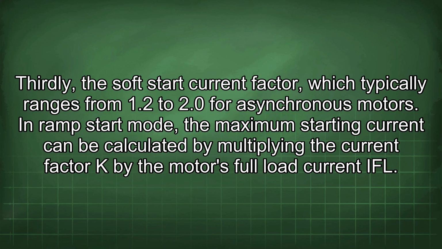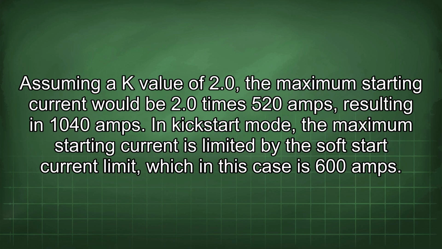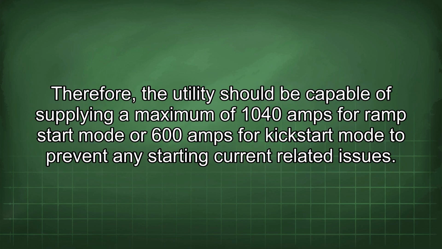In ramp start mode, the maximum starting current can be calculated by multiplying the current factor K by the motor's full load current IFL. Assuming a K value of 2.0, the maximum starting current would be 2.0 times 520 amps, resulting in 1040 amps. In kickstart mode, the maximum starting current is limited by the soft start current limit, which in this case is 600 amps. Therefore, the utility should be capable of supplying a maximum of 1040 amps for ramp start mode or 600 amps for kickstart mode to prevent any starting current related issues.